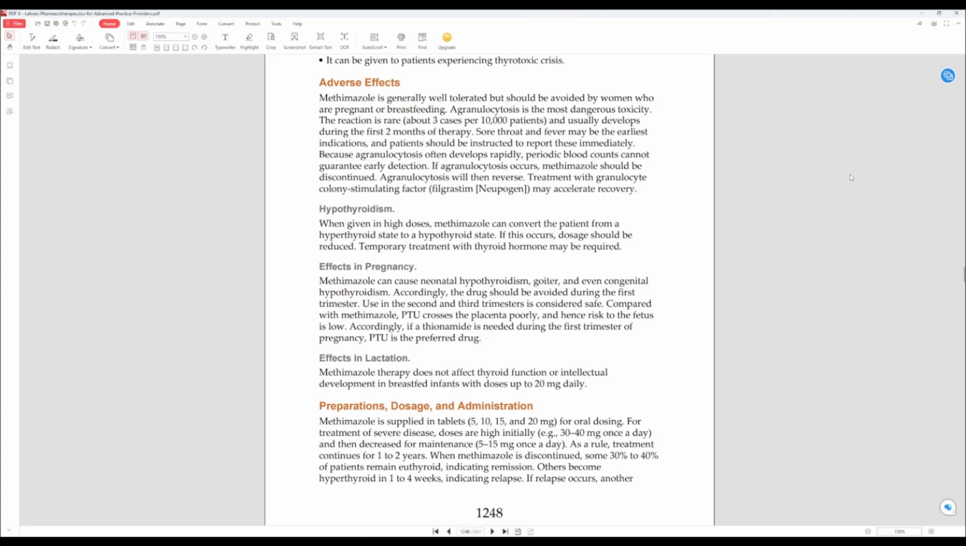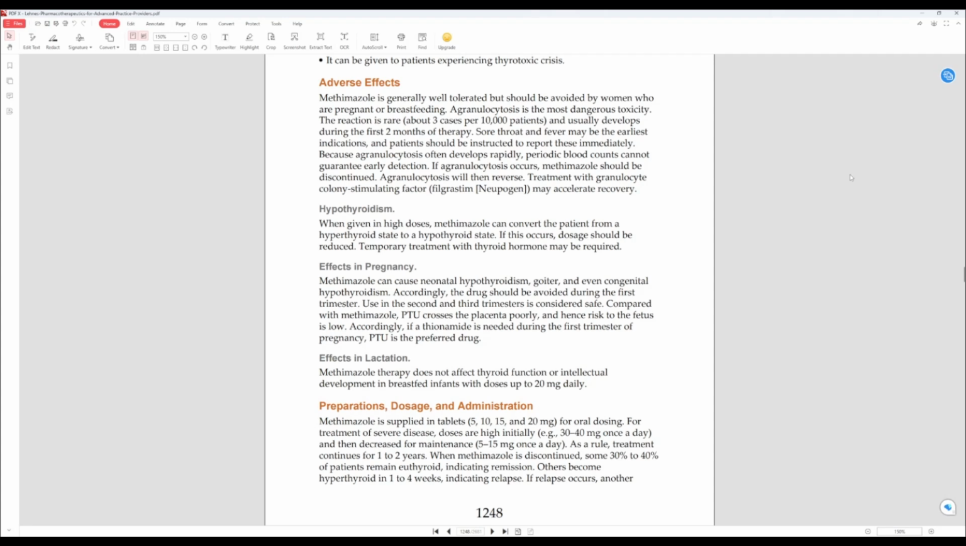Agranulocytosis is the most dangerous toxicity. The reaction is rare, only about 3 cases per 10,000 patients, and usually develops during the first 2 months of therapy. Sore throat and fever may be the earliest indications, and patients should be instructed to report these immediately. Because agranulocytosis often develops rapidly, periodic blood counts cannot guarantee early detection. If agranulocytosis occurs, methimazole should be discontinued. Agranulocytosis will then reverse. Treatment with granulocyte colony stimulating factors, so your filgrastim or Neupogen, may accelerate recovery.